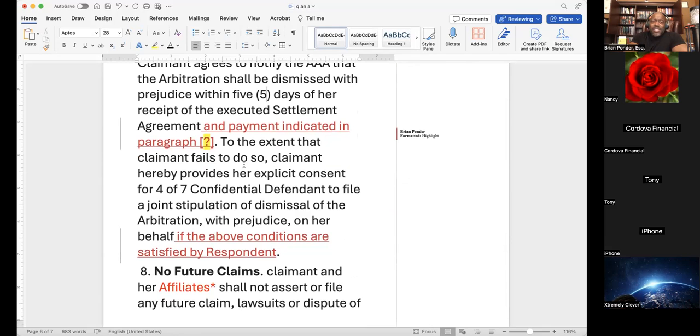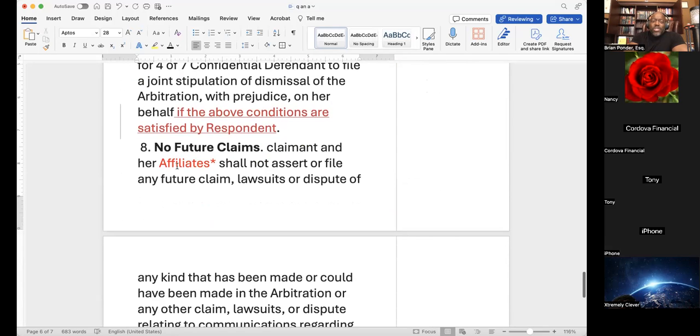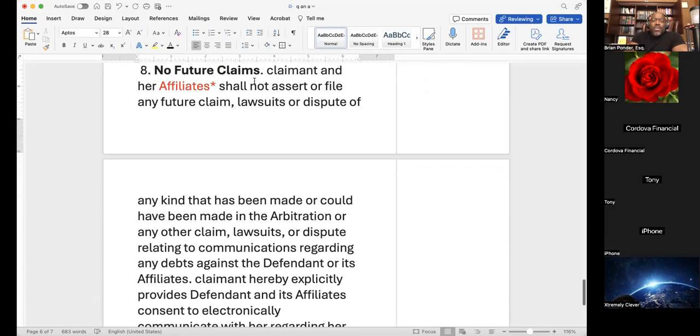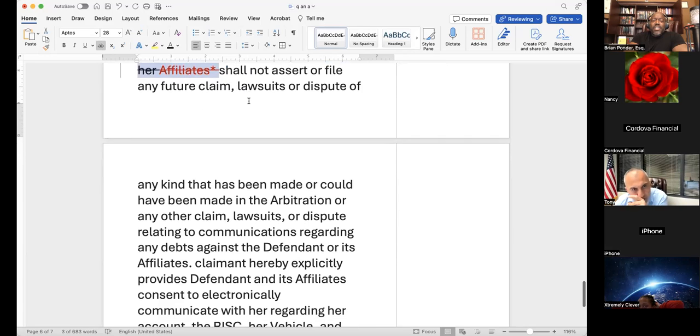This is just real loose. No future claims. Claimant and her affiliates. There are no affiliates. That'll make any sense. That not assert or file any future claim.